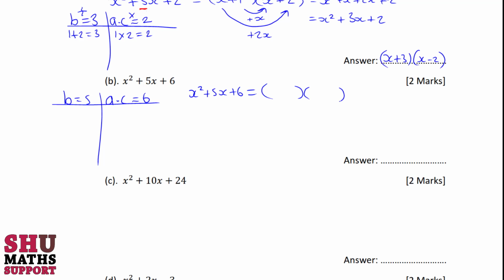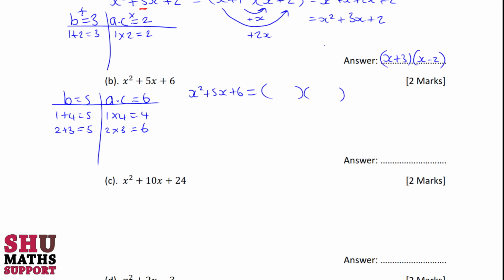So we'll start off doing 1 plus 4, so that's equal to 5. And then 1 times 4 would be equal to 4. So we do have a b value of 5, but we don't end up with our a times c value of 6. So we'll try again. So next if we do 2 plus 3, which equals 5, and then 2 times 3 equals 6, which is the value we need. So we know that the 2 values we want are 2 and 3.